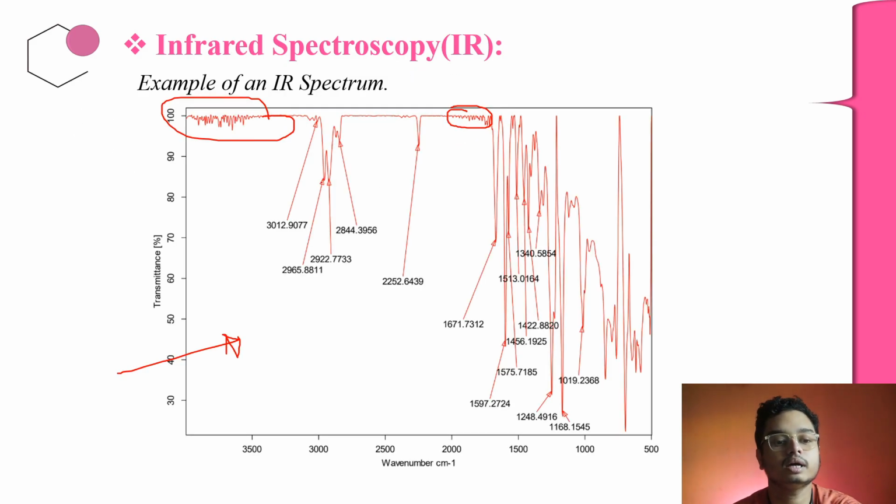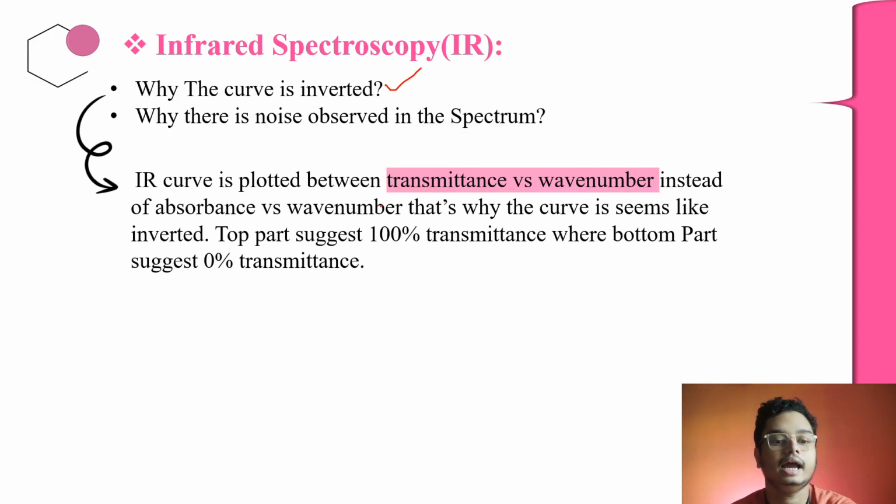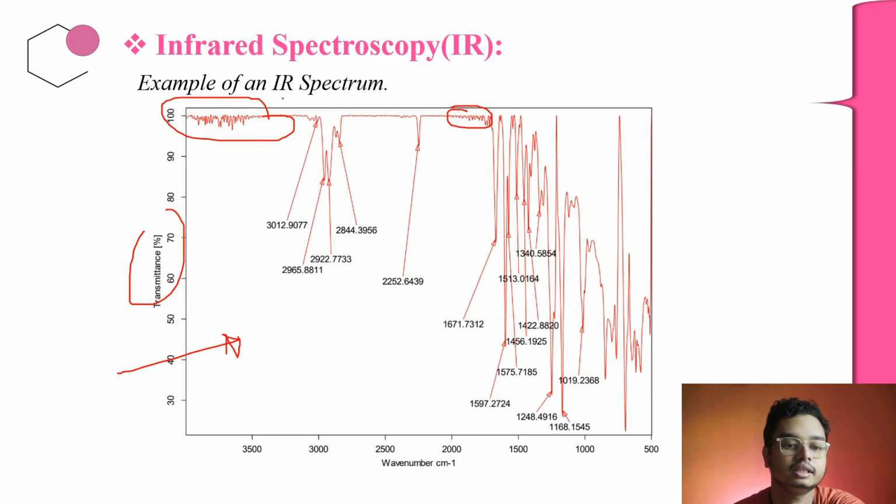If we look here, the curve is not absorption versus wave number; this is transmittance versus wave number. The IR curve is plotted between transmittance and wave number instead of absorption versus wave number, and that's why the curve seems inverted. In this curve, the top part suggests 100% transmittance. Whenever the functional group absorbs some IR radiation, the transmittance goes down and we get the particular peak.